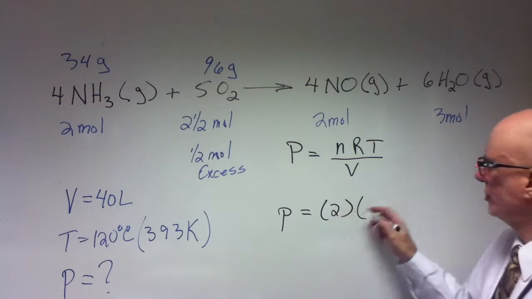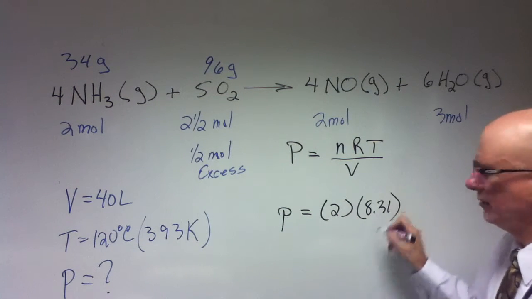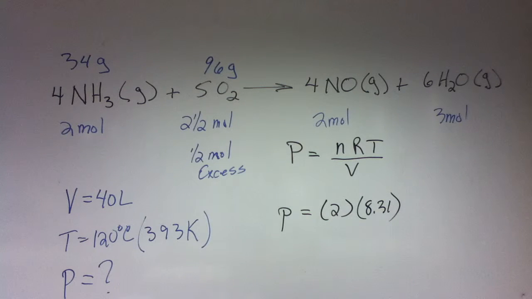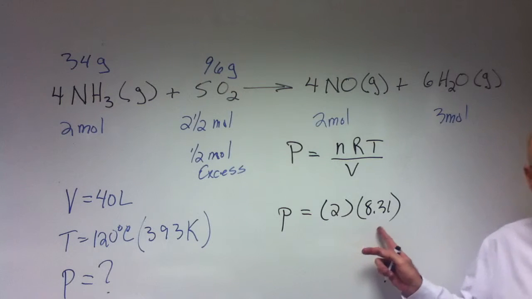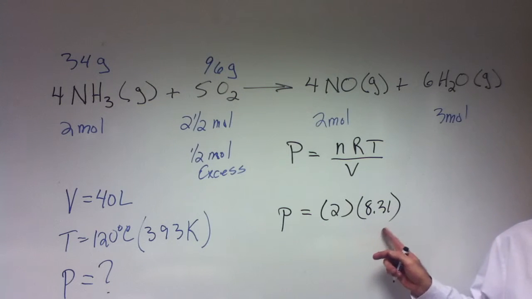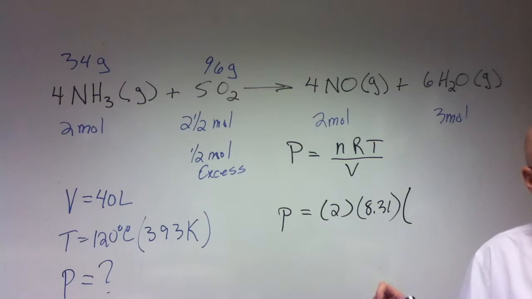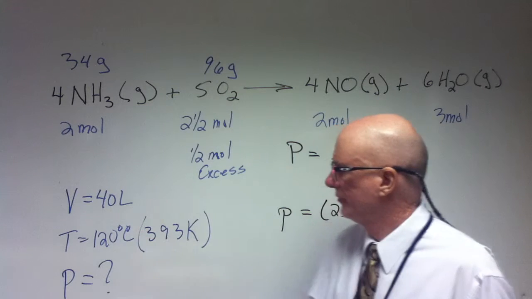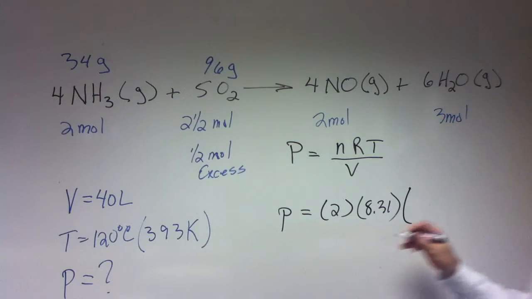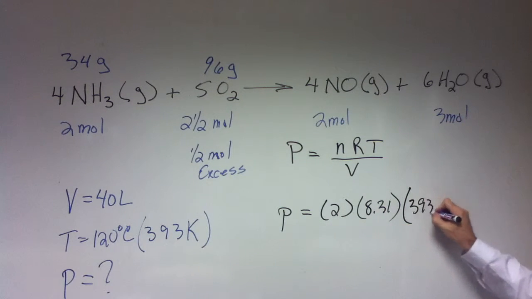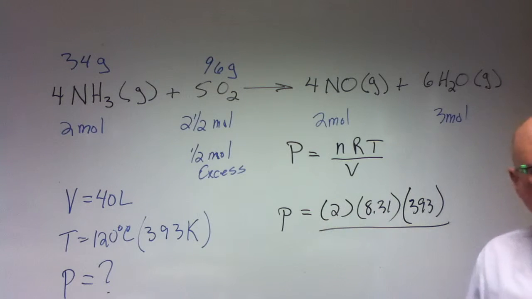So 2 times 8.31, that's going to be R, 8.31. I made a video to show you how you can actually calculate that number if you forget. It's on your sheet though, isn't it? I think it's on there somewhere. Okay, times what? Yeah, it is. Times what? 393, right? Over what? Over 40. Right.